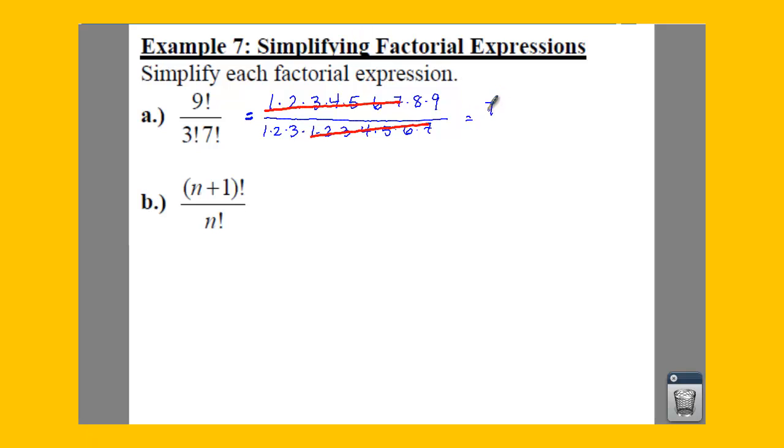So you have 72 divided by 6, or you could also simplify your 8 and your 2, and your 9 and your 3. Either way, you still end up coming out with the answer of 12.